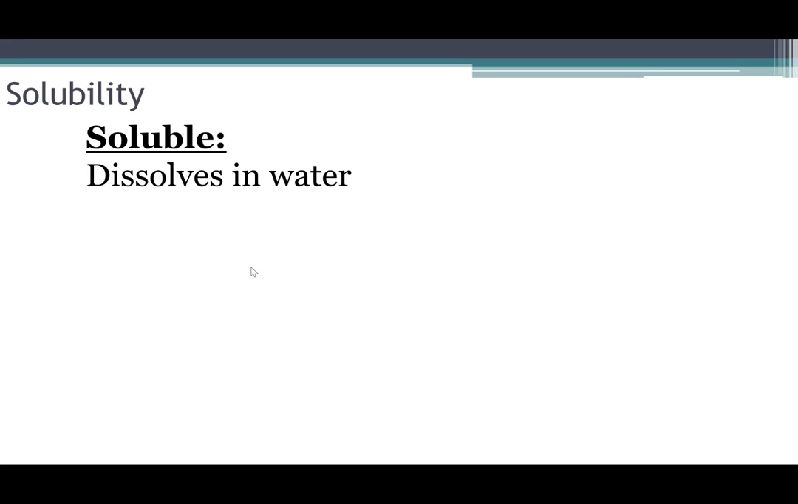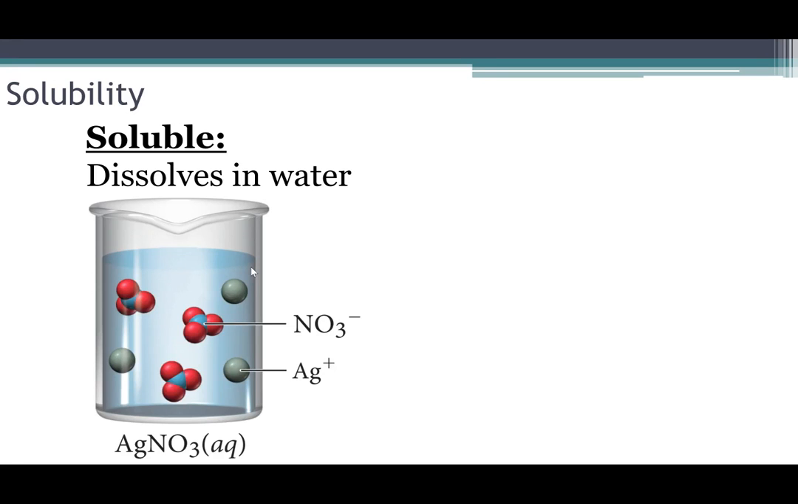So if they are soluble in water, what do we know about ionic compounds dissolving in water? We know that they dissociate, right? They break apart into their ions. So if it's soluble in water and it's ionic, what we will see is they will break apart into their ions and they will dissolve in solution. They'll become an aqueous solution, so just a bunch of ions floating around.